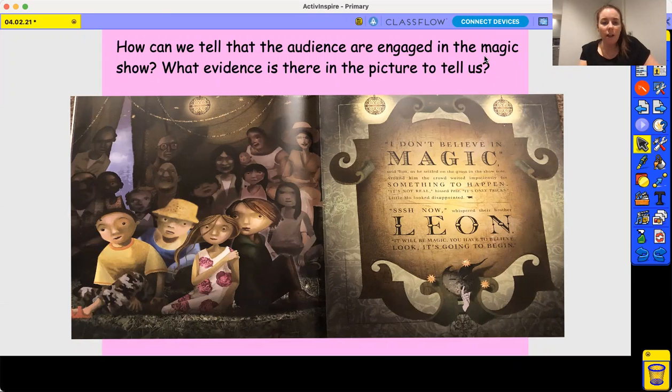So I just want us to have a little look at how we can tell the audience are engaged in the magic show. How can we tell that they're interested, with evidence from the picture itself? So we just want you to pause the video now and have a little think about it, and then when you're ready you can unpause it and then we'll discuss it.